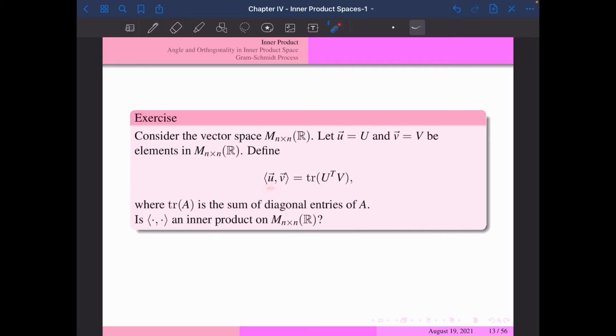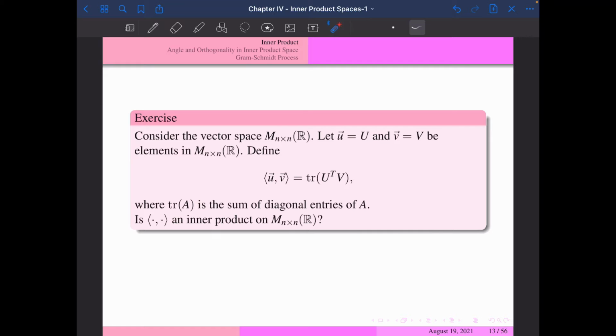the function of u and v to be the trace of u transpose times v. What is a trace? The trace is the sum of the diagonal entries of A. I think all of you already know trace from teacher Gui's lecture, right? So we will use the properties of the trace to prove that this function is an inner product on the set of square matrices, which have real entries.